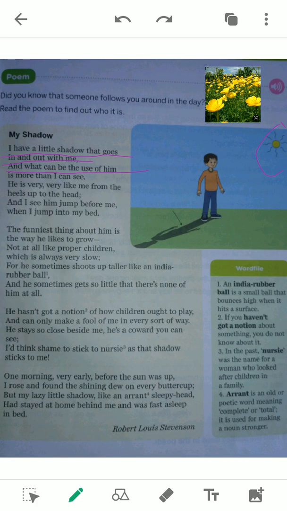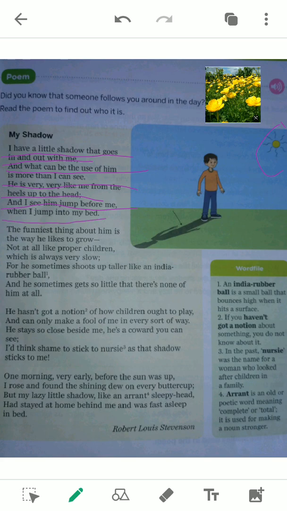But the child doesn't know behind how the shadow is formed. That's why he is saying the shadow is just like him. He is identical from heels up to his head, from his lower leg up to head. And what happens after that? I see him jump before me when I jump into bed.